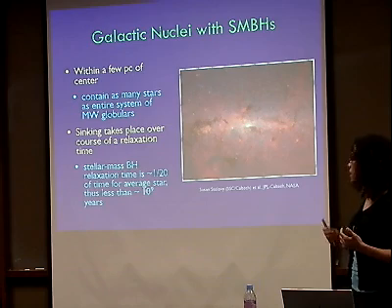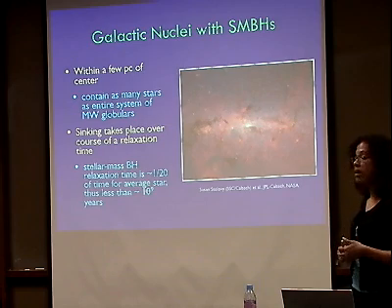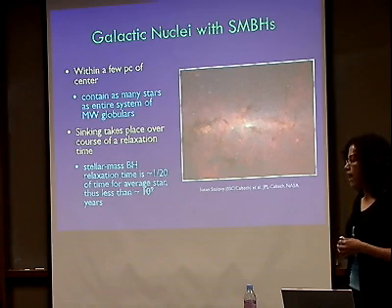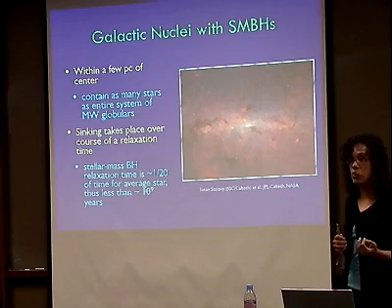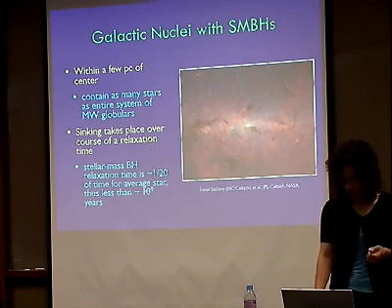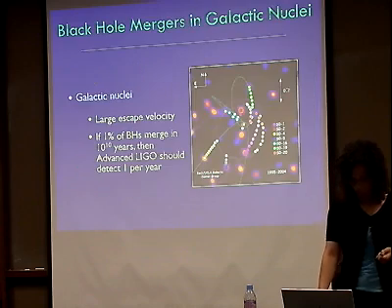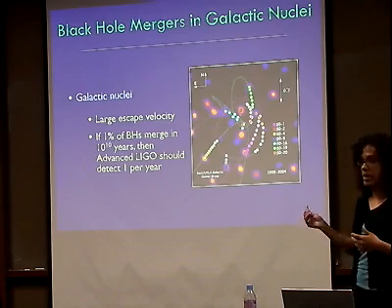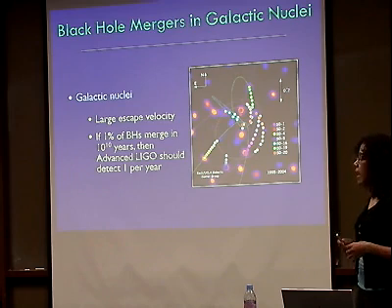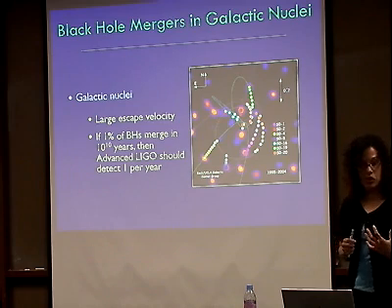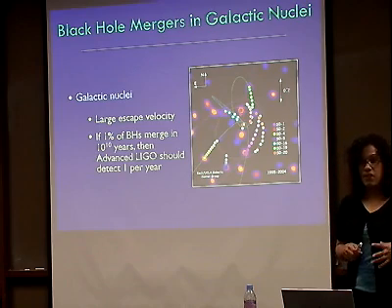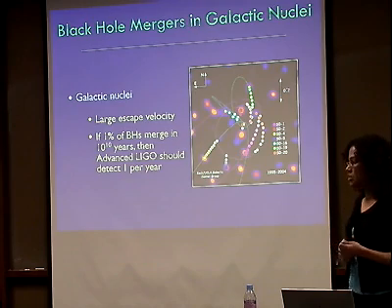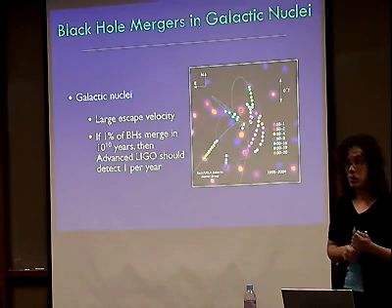The sinking takes place over the course of the relaxation time, and the relaxation time for a stellar mass black hole is going to be about 1/20th that of your average star. So black holes sink very quickly to the center, much less than a billion years. Galactic nuclei also have large escape velocities. They can be many hundreds of kilometers per second. And if 1% of the black holes in nuclei merge in 10^10 years, then advanced LIGO should detect 1 per year. Now, this 1% is just a low estimate to show that this is a viable mechanism.